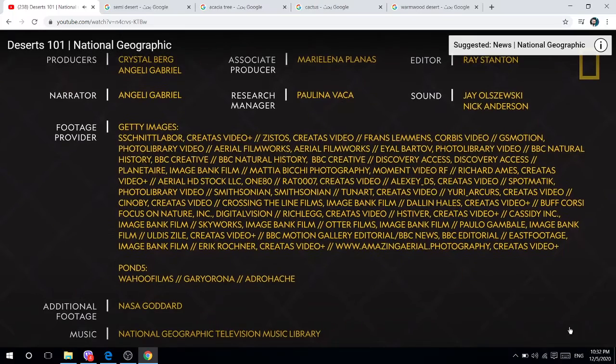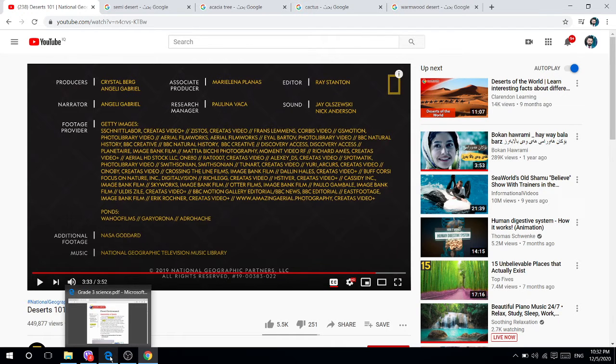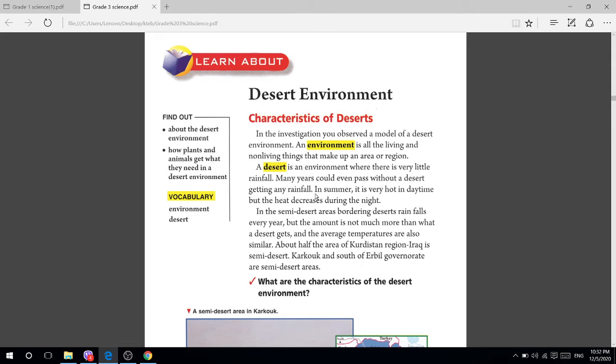Okay, students, this lesson shows us what a desert is and what lives in the desert, animals and plants. A desert is an environment where there is very little rainfall. Many years could even pass without a desert getting any rainfall.